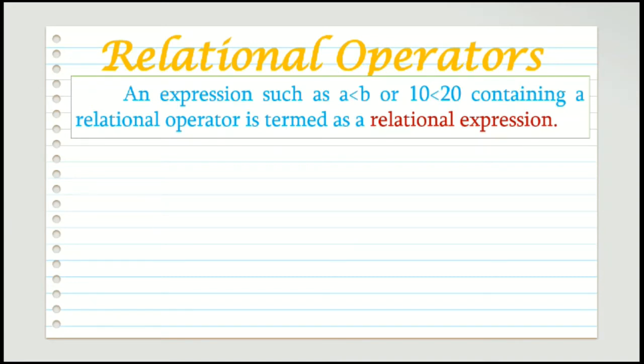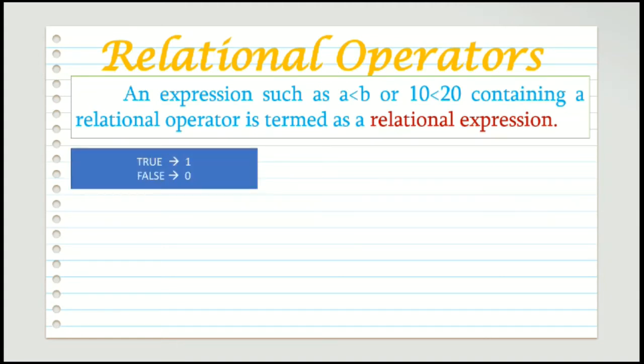The value of a relational expression is either 1 or 0. If the relational expression is true, then it will be 1, and if the relational expression is false, then it will be 0. For example, if A is less than B is true, then the result will be 1, and if A is less than B is false, then the result will be 0.